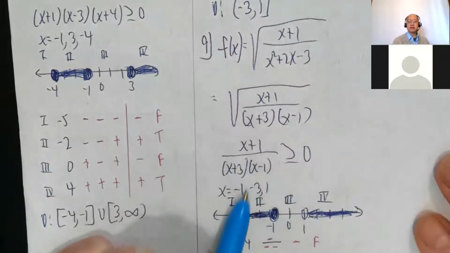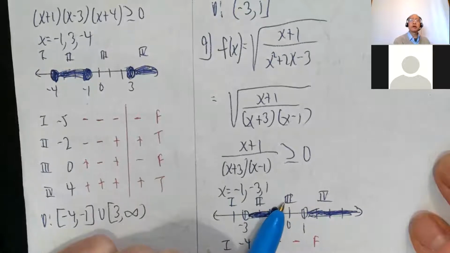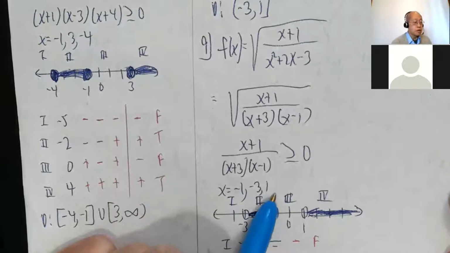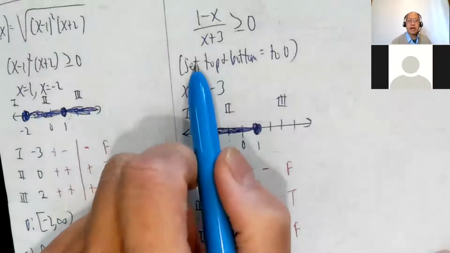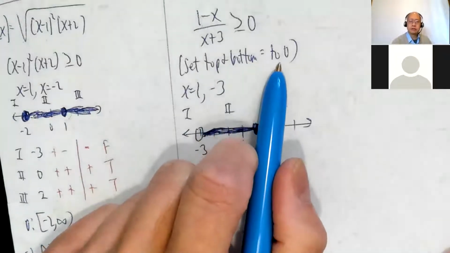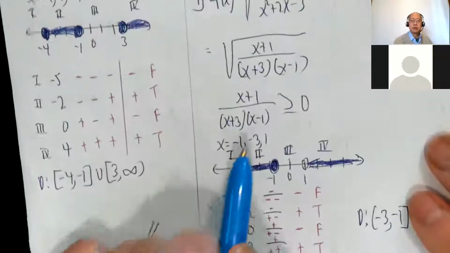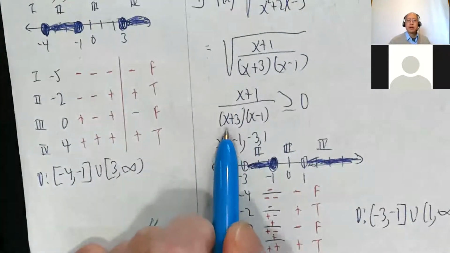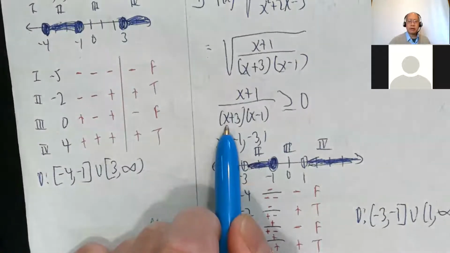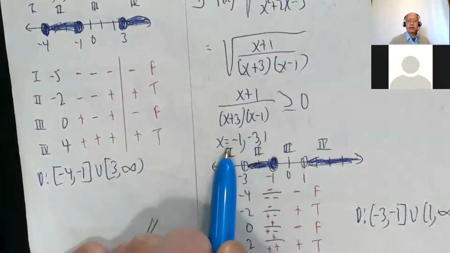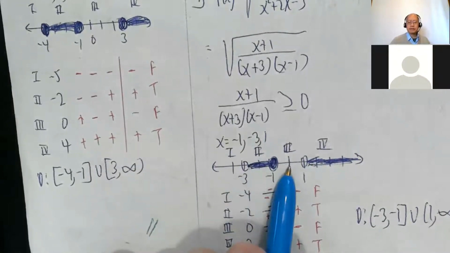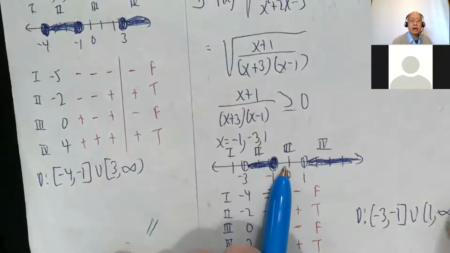So it's a little bit longer just because there's 3 boundary points. 3 boundary points means 4 regions, right? So what are my boundaries? Set the top and the bottom equal to 0. Okay. Put this in your cheat sheet if you wish. All right, so how do I make the top 0? -1. How do I make the bottom 0? With either a -3 or a +1, right? So -1, -3, and +1 are my boundary numbers.